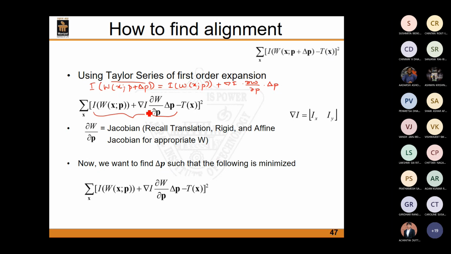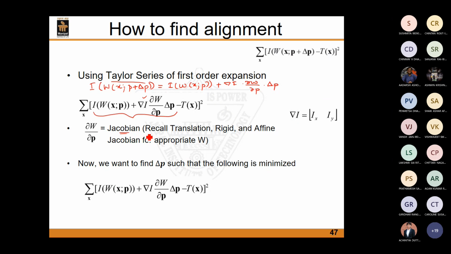So this del I is basically my gradient, right? My image gradient. I stands for the image. This is my image gradient, and how I can represent it is by Ix and Iy, which means that this is the gradient along the x direction and this is the gradient along the y direction. So that's going to be my del I. Then I have dou W by dou p. So this dou W by dou p is nothing but the Jacobian function, right?